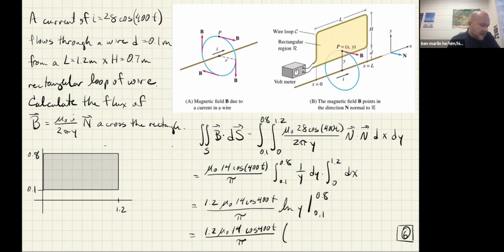And now I can say log of 0.8 minus the log of 0.1. But all of y'all remember this law of logarithms, right? That when you subtract two logarithms and they're the same base, you can combine that together and turn it into the log of 0.8 divided by 0.1, so log 8. So you can get an actual quantity then for that.